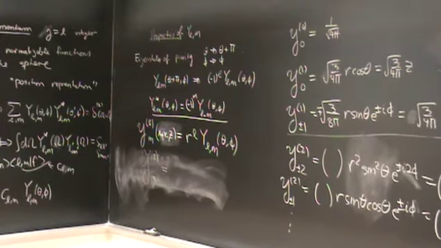Now, if we have a central force, then the potential is only a function of the distance from the origin, right? There are no torques in that case. Angular momentum is conserved.